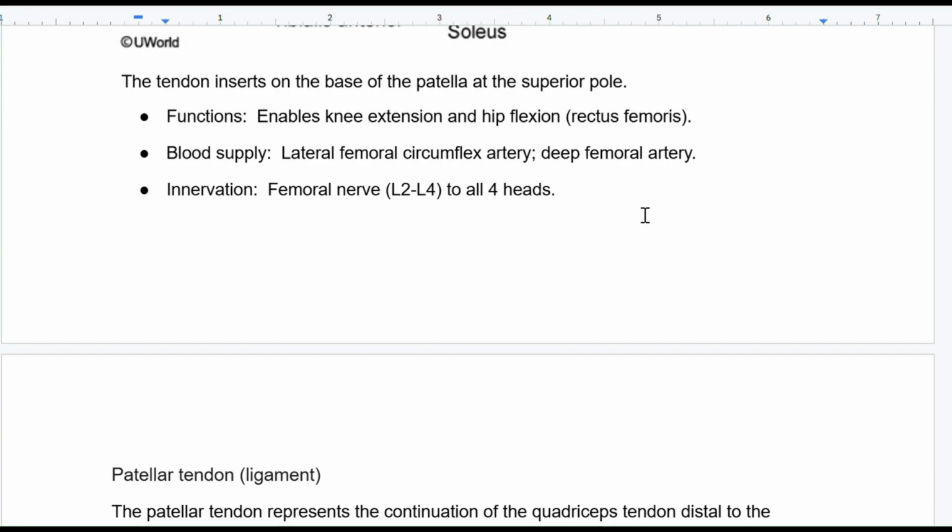Okay. The tendon inserts on the base of the patella at the superior pole. Functions are enables knee extension and hip flexion for the rectus femoris. Blood supply is lateral femoral circumflex artery and deep femoral artery. The innervation is femoral nerve L2 to L4 to all four heads.